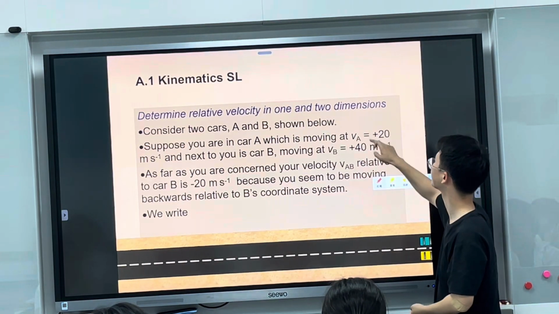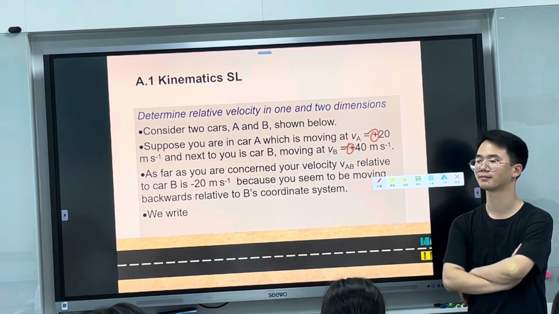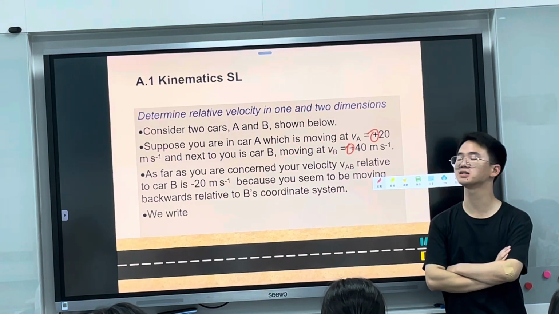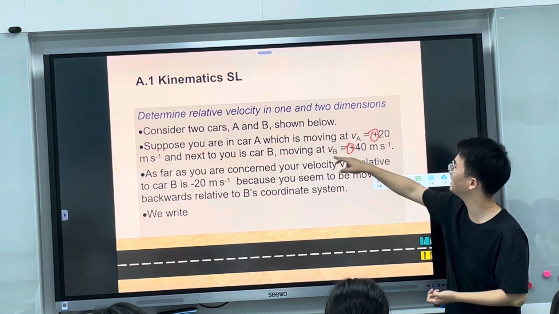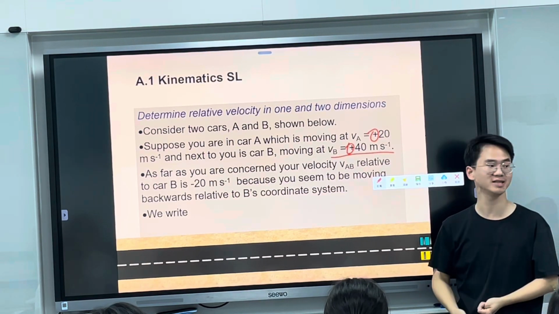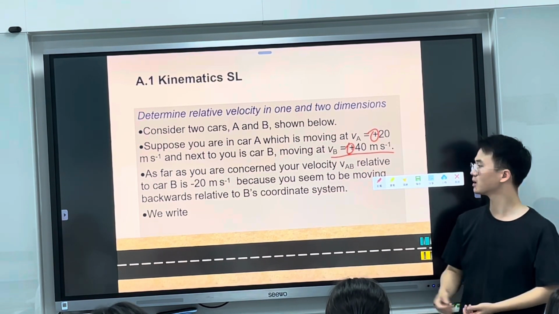Then there's negative in the positive 20. Positive 20, right? From your perspective, car B is moving with positive 20 meter per second, right?